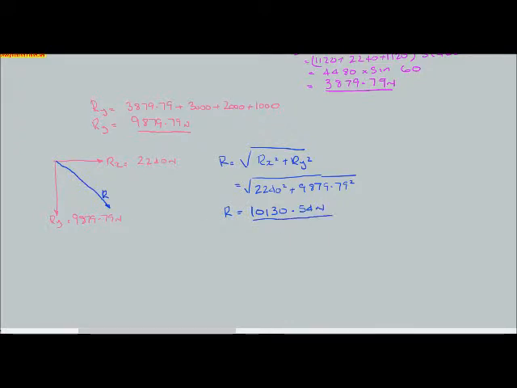And we want to find the angle. We want to find the angle theta. And we said that theta is equal to Ry over Rx. So that's going to be 9879.79 divided by 2240. That gives me 4.4110, and taking the inverse tangent, theta is equal to 77.2 degrees.